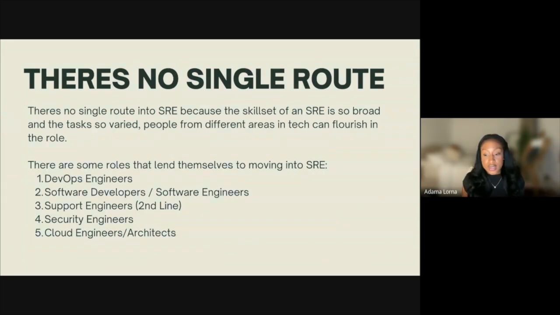But also support engineers, specifically second line. There's also a natural progression from a second line support engineer, because you have been at the forefront troubleshooting in the incidents, handling issues. You kind of have that element of SRE that you can bring. And then, of course, security and cloud engineers, for similar reasons, you have things that you can bring to the table.